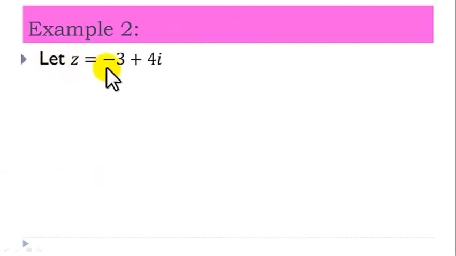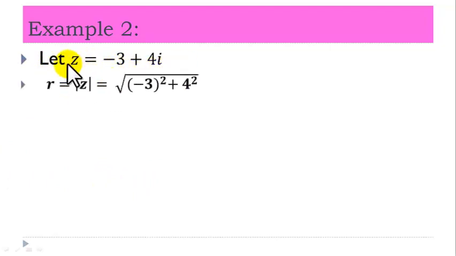Example 2. Now, let z equal minus 3 plus 4i. Then the modulus of z, r, is equal to the square root of minus 3 squared plus 4 squared. Minus 3 squared is 9, 4 squared is 16, so 9 plus 16 is 25. So this will also give us the square root of 25, and this is equal to 5. So the modulus of that complex number z is also 5 units.